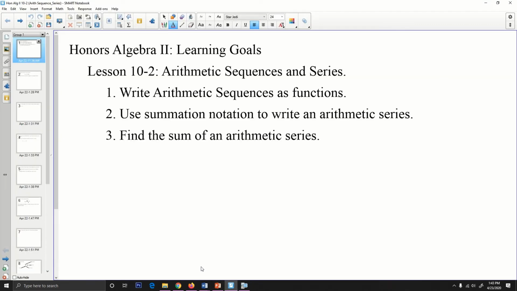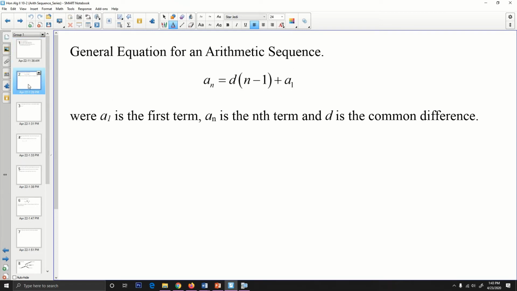Today we're going to write arithmetic sequences as functions. We're going to use summation notation to write arithmetic sequences and series, and then we're going to find the sum of an arithmetic series. First off, the general equation for an arithmetic sequence is the nth term is the common difference times n minus 1 plus the original term. You might see this as something that you've seen before, and we can just generalize here.